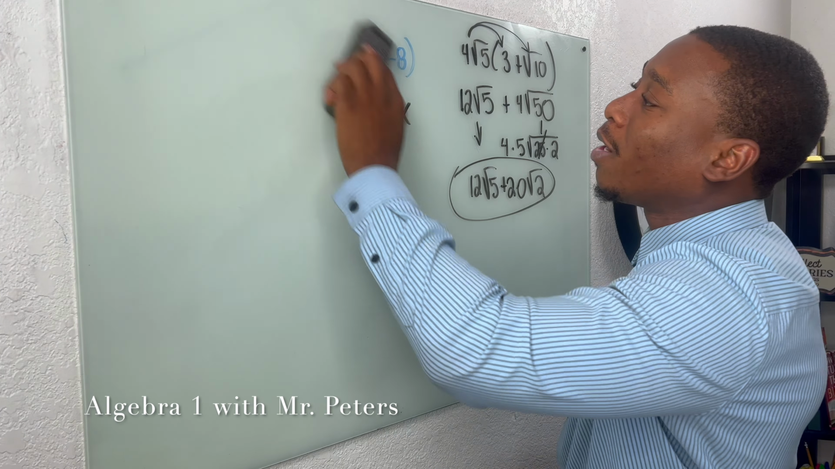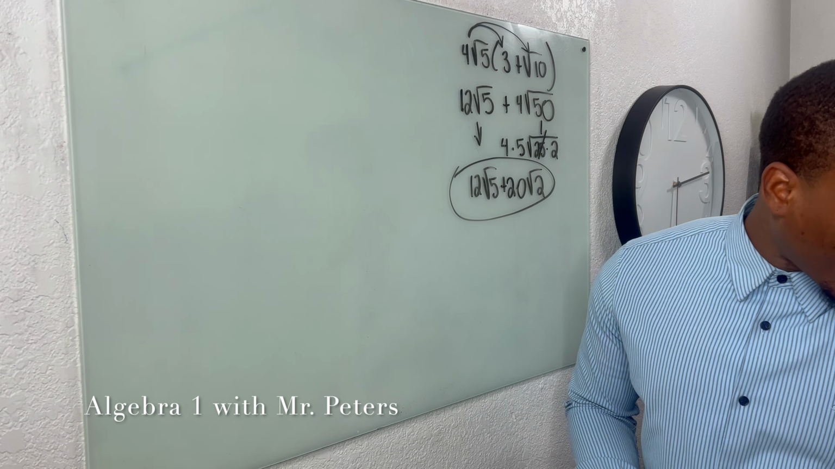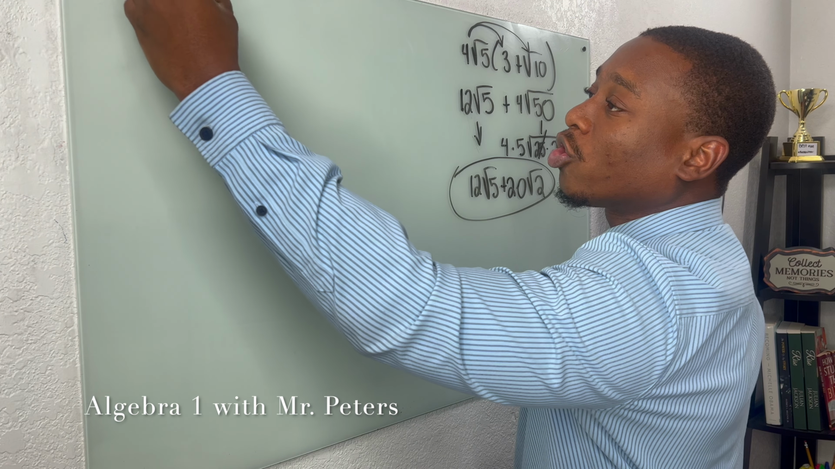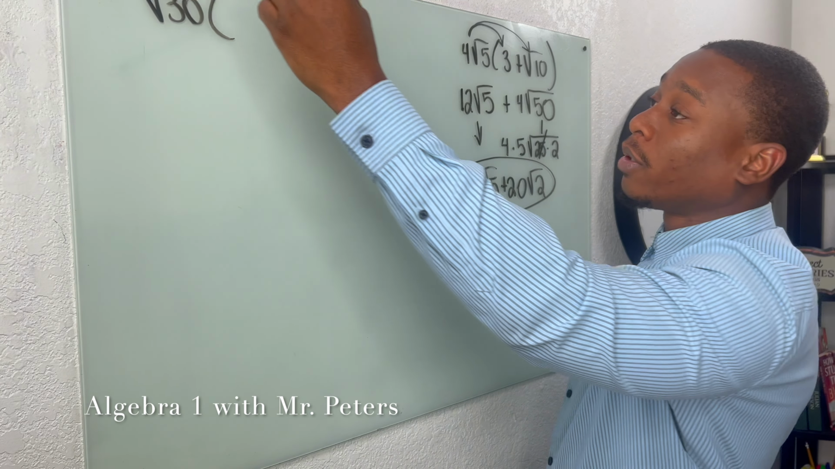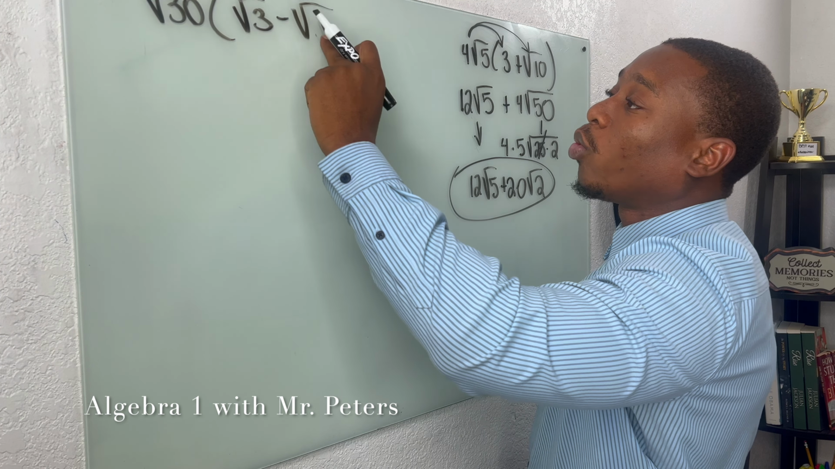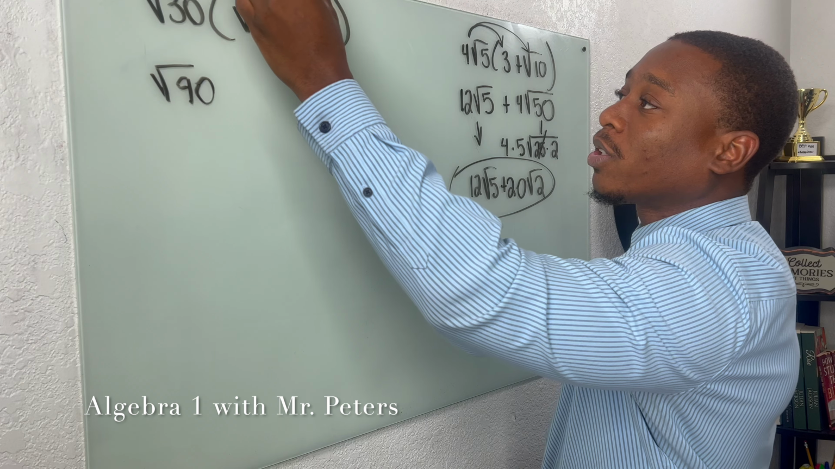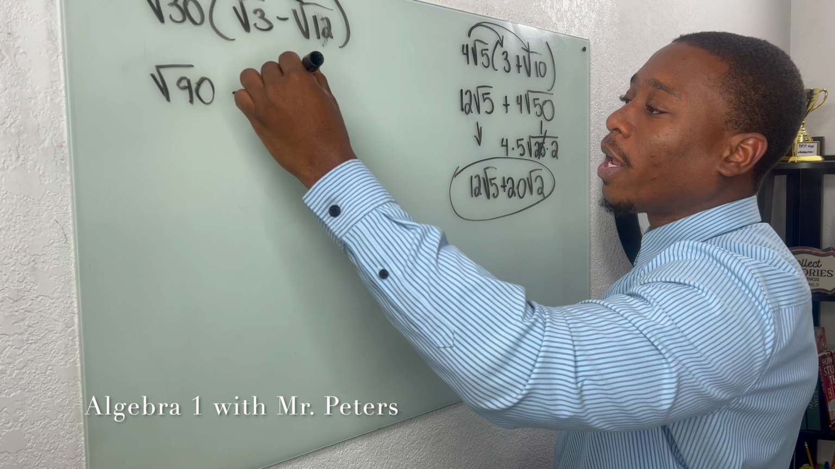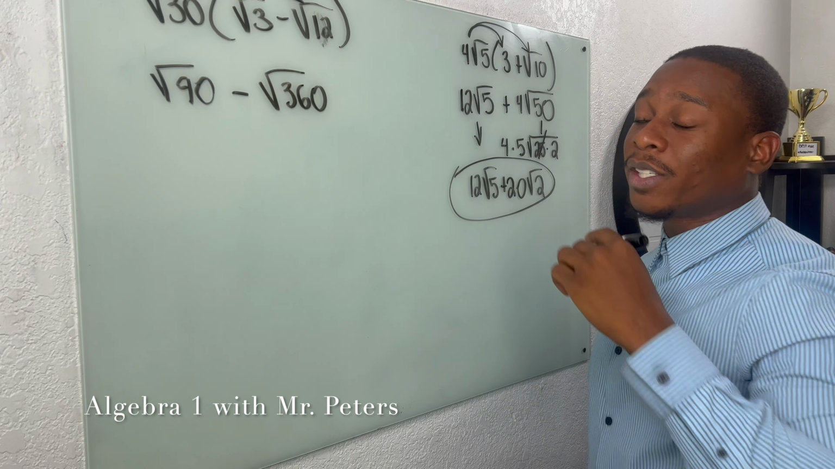But in my last example of the day, let's write this problem out real quick. There's going to be a difference. And this is what I mean. So after we set this problem up, we have a radical and we're going to distribute it to two other radicals. So when I multiply radical 30 and radical 3, I'm going to get radical 90. And when I repeat the process, radical 30 by negative radical 12, we're going to get negative radical 360.